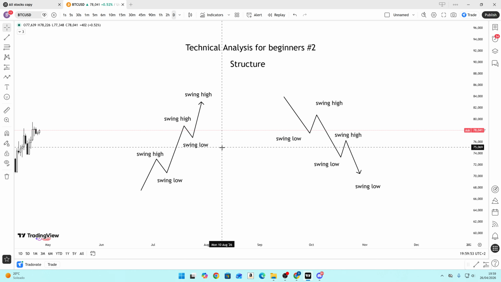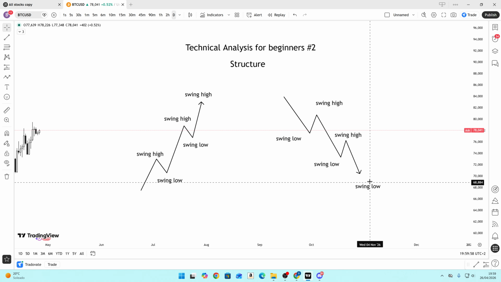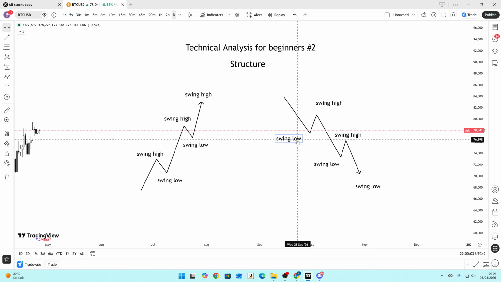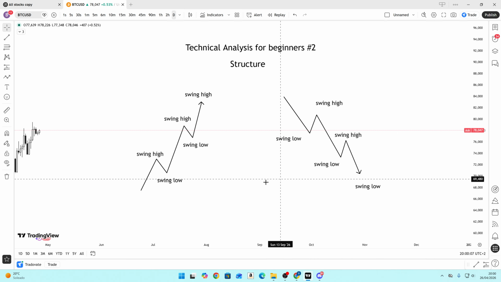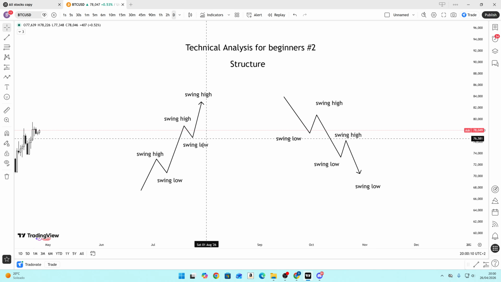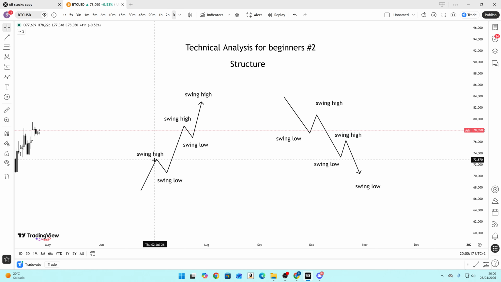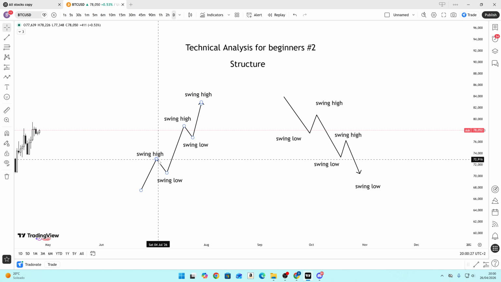So the way that we're going to name these are swing highs and swing lows. It doesn't matter what direction it is, we're still going to name them swing highs and swing lows, just in a different order. If the trend is bullish, the move that is more aggressive, the move that is delivering, moving the market to the upside, we're going to call a swing high. And the little corrections within this overall move, because there are multiple of them, we're going to call swing lows.